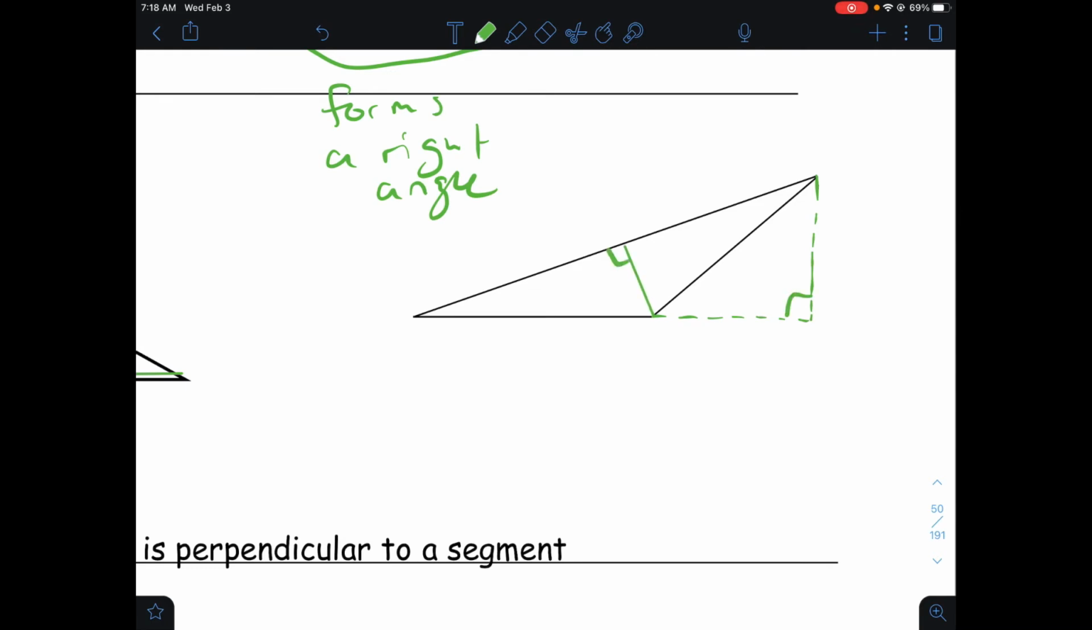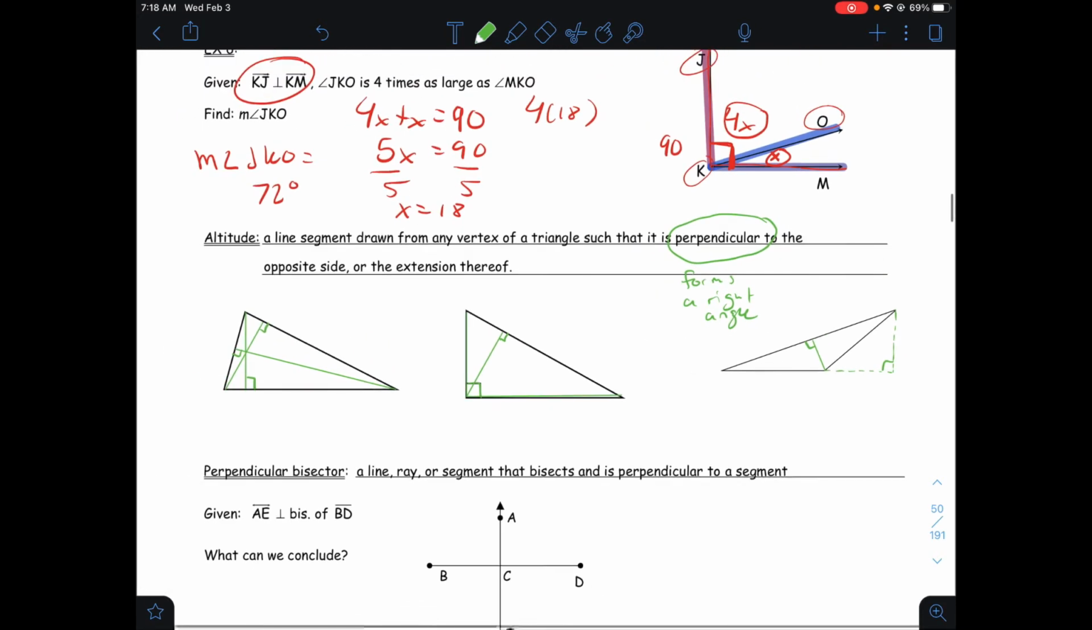All right. So essentially, again, an altitude is a line segment drawn from any vertex of a triangle such that it is perpendicular to the opposite side or an extension thereof. This is that extension they're talking about.